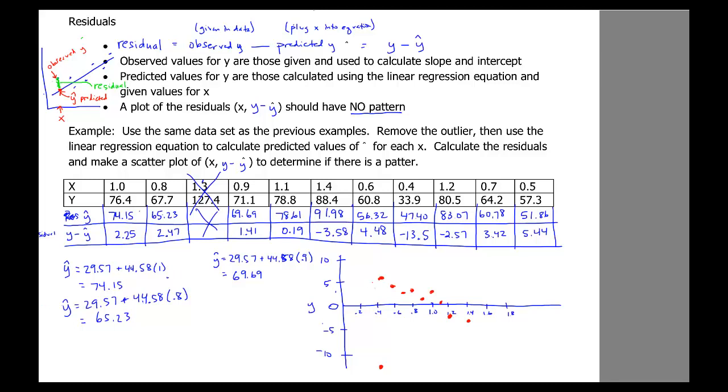And to me, this looks like a linear pattern of residuals. It looks like we have a pattern. And that's a problem. So we wanted there to be no pattern. And what that means is when you make a residual plot that has a pattern, that means that a linear equation actually might not be the best fit or best explanation.